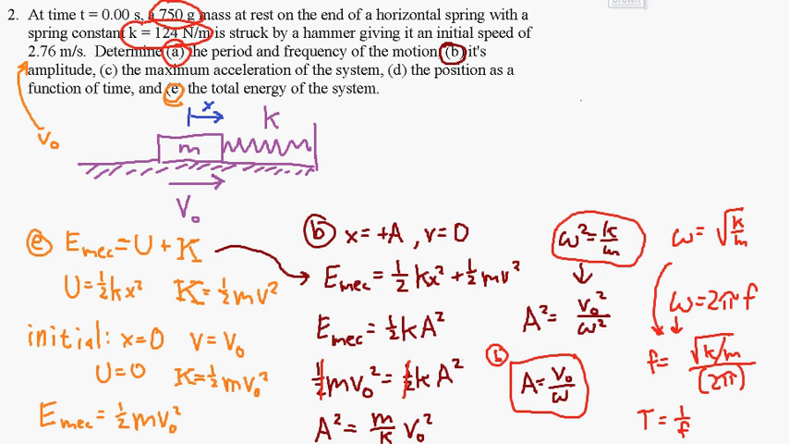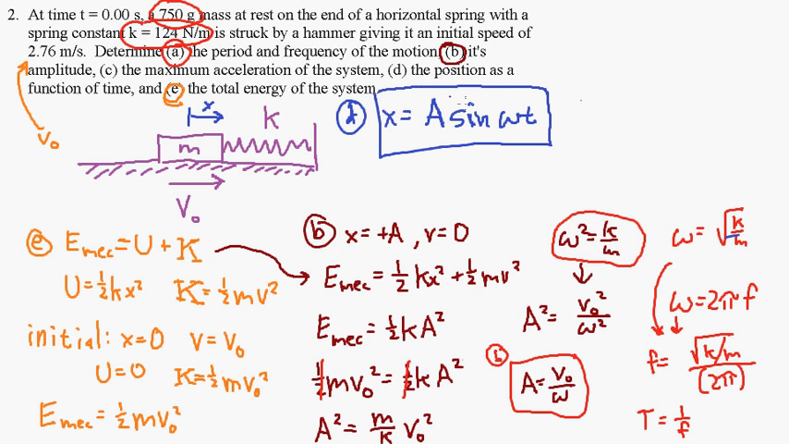So one thing we can look at here is, for D, position as a function of time. We now have x equals, we know the amplitude. Do we want to pick sine or cosine? Well, which one starts at 0 at time equals 0? Because we're starting at rest at the equilibrium position. The answer is sine. And so we have A sine omega t, where omega is this here. So that actually answers part D entirely, because we know what omega is, we know what A is. We solved for A down here. So that takes care of D.